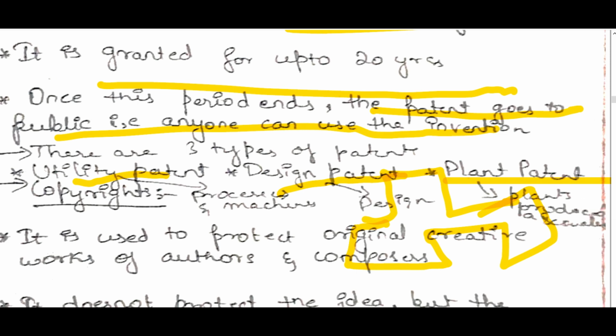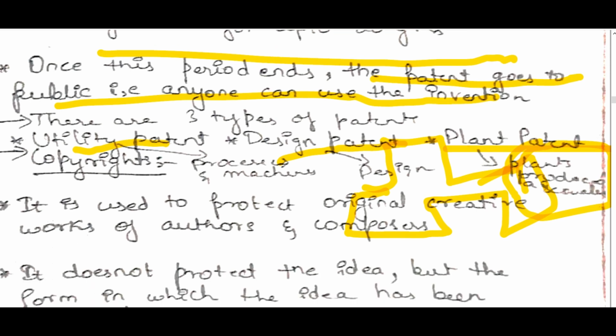Plant patent is used to protect new species of plant. Like, with the help of cross pollination, I have developed a new species of plant, and I can apply for a patent. After I receive it, I'll receive a royalty whenever this plant is shown in exhibitions or anything. So there are three types of patent: utility patent, design patent, and plant patent.